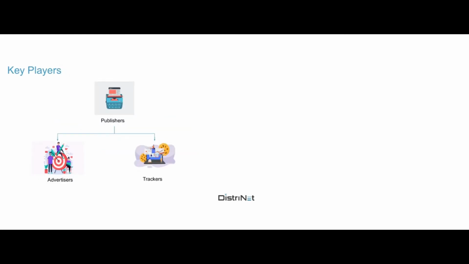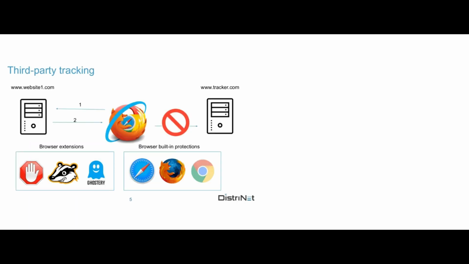So in this case, the key players are the publishers, the websites who are showing us content, and these publishers make use of the services of trackers and advertisers. Trackers are collecting information about our browsing behavior, and this data is sometimes used by the advertisers to provide us with targeted ads. So this is obviously a problem for us users who want to protect our privacy on the web. Luckily, there are some tools out there that can protect our privacy.